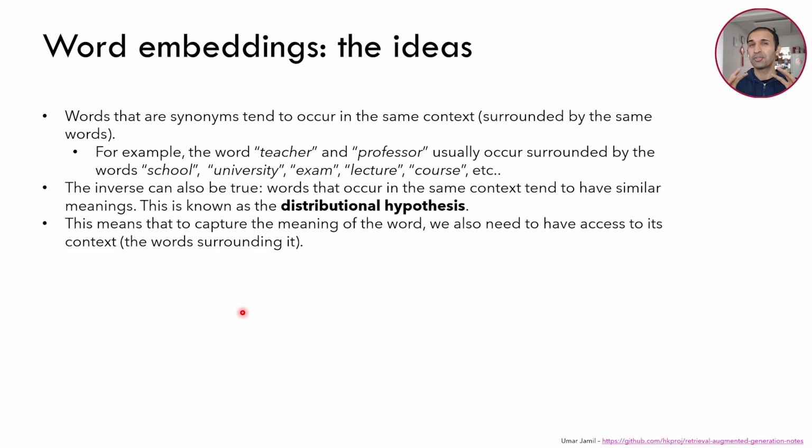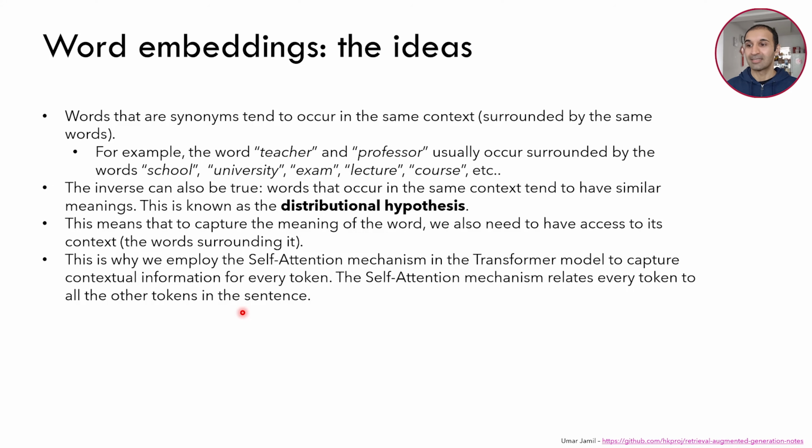This means that to capture the meaning of a word, we also need to have access to its context, so to the words surrounding it. This is also the reason why we employ self-attention in the transformer model to capture the contextual information of each token. As you remember, in the transformer model we have this self-attention. The self-attention is a way to relate each token with all the other tokens in the same sentence, based also on the position each token occupies in the sentence, because we have the concept of positional encoding.